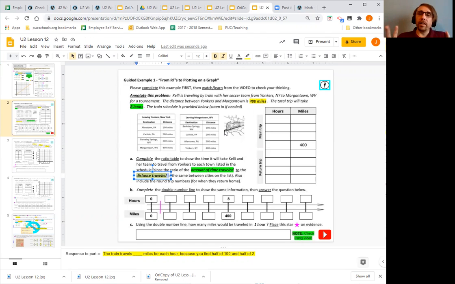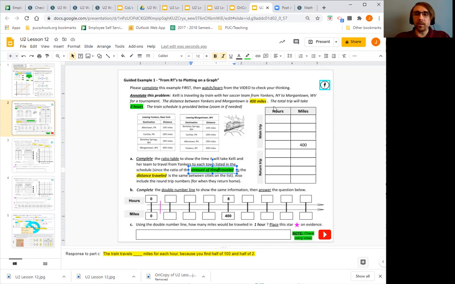If you highlighted all of it the same, that's okay, but if you highlighted the miles differently than the distance traveled, you do need to change that. The annotation colors should match with those. And then same thing for hours and time. They need to match even if all of them are the same color.